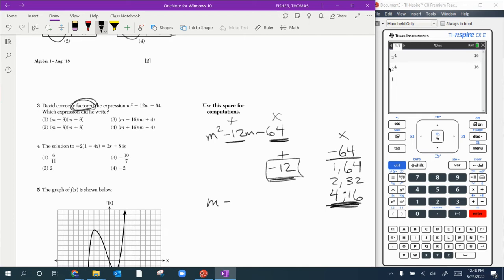It'll be m minus 16, m plus 4, because those multiply to negative 64 and add to negative 12. And then from there, that's it. That's all we have to do. There's our answer, choice 3. And we move on to the next question.